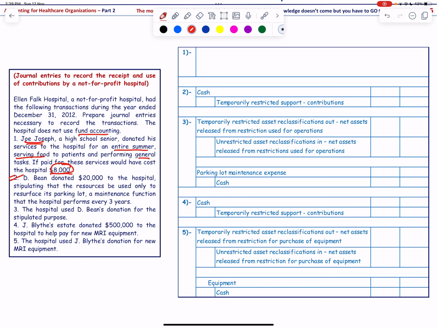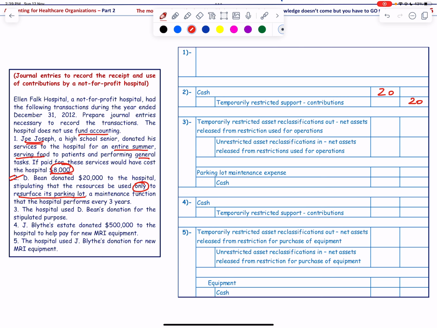D. Bean donated 20,000 to the hospital, stipulating that the resources be used only to resurface its parking lot, a maintenance function that the hospital performs every 3 years. So they are receiving 20,000. So cash is debit by 20,000, and temporarily restricted support contribution is credited by 20,000 because they can use this money only to resurface the parking lot.